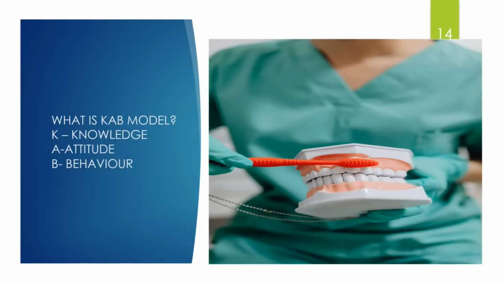So, what is the KAB model? The KAB model simply means K stands for knowledge. Knowledge is power. A is attitude and B is behavior. All this forms part of oral health education, especially as nowadays it's very difficult to get access. Knowledge will change your attitude to certain things and change your behavior.